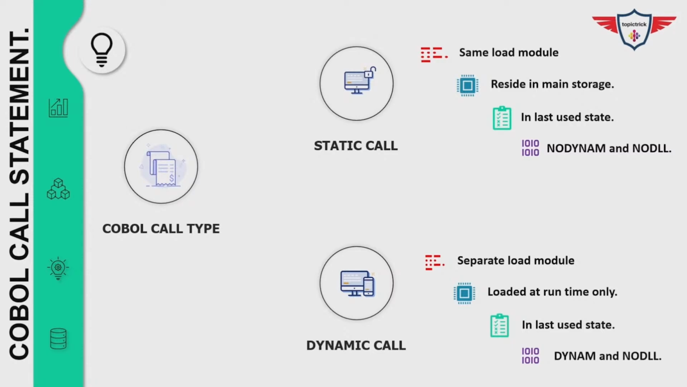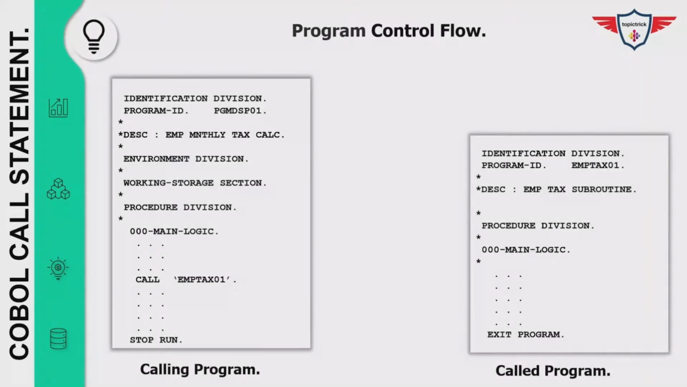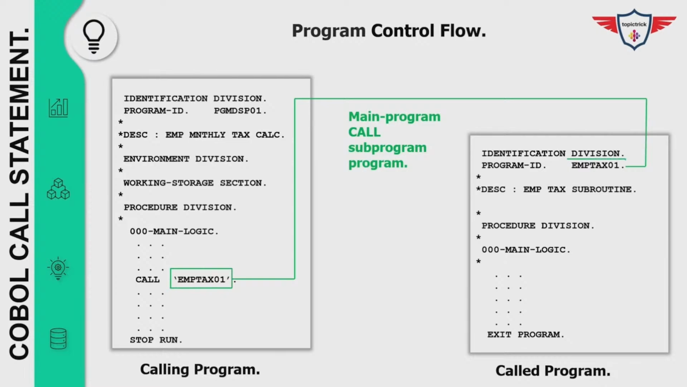Now let's focus on an example so that you can understand how exactly control flows from the main program to the subprogram and how exactly control returns back to the main program. If you look at your screen, you have two programs. The first program is the calling program, or the main program, and the second one is the called program, or subprogram. In the main program, you have a CALL statement that is calling your subprogram, that is EMPTAX01.